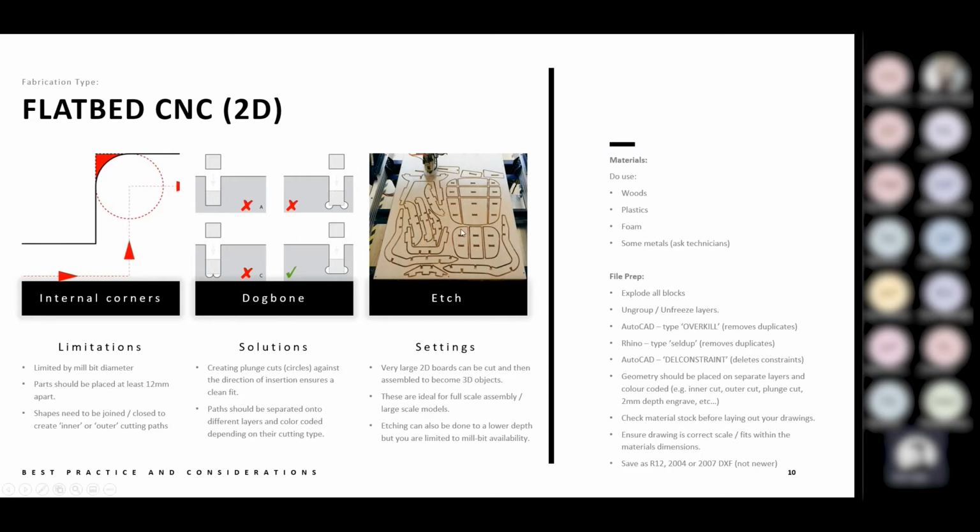You can also etch with CNC as well. So you could set up different layers to do different things. So for instance, you could have color-coded layers. One represents an inner cut, another represents an outer cut, one represents the plunge cut, like for these internal corners. And then you might have different engraved layers. So you might have one bit engraving to 2 millimeters, one bit engraving to 5 millimeters, and so forth. So key thing is just be super clean with your layer management.